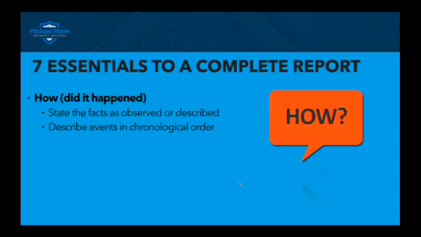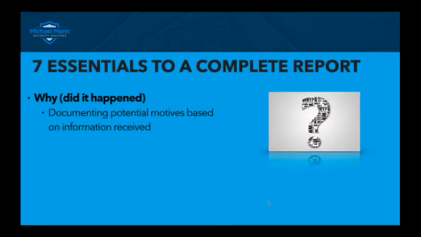How did it happen? State the facts as observed or described. What did you see or what did somebody tell you? How did this incident take place? Well, the guard on the 13th opened the door without validating who this person was. Opened the door, violated our access control policy, and that's what happened. And then, of course, I want to describe these events in chronological order as they occurred in the report. And then, of course, why?